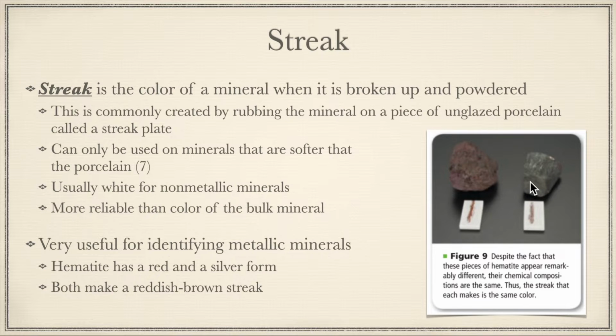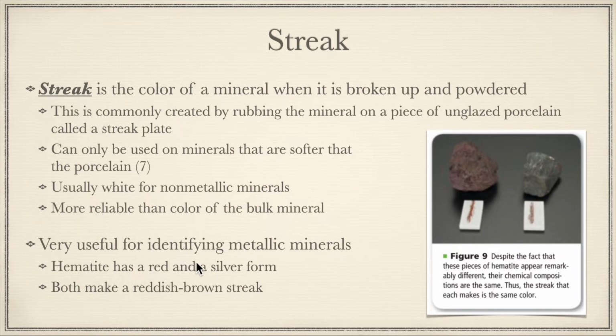So a lot of times you see the color, but the color is very unreliable. The streak is actually much more reliable. So it says, despite the fact that these pieces of hematite appear remarkably different, their chemical compositions are the same. Thus, the streak that each makes is the same color. So these are actually both hematite. The streaks are basically the same color, but the minerals themselves look completely different.